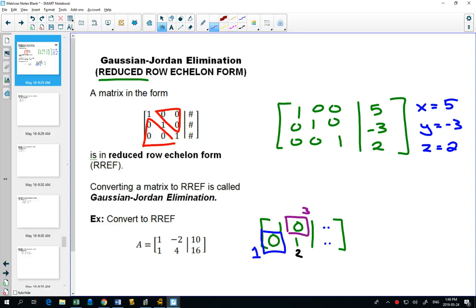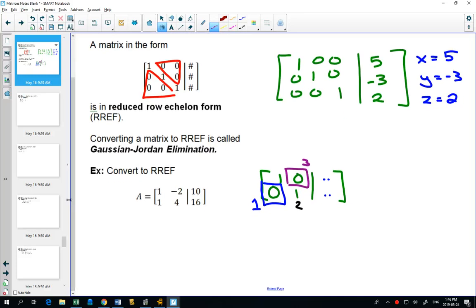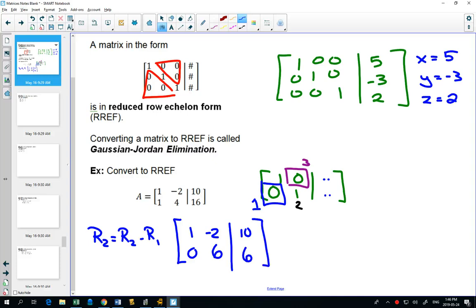So let's look at our situation. I have my matrix A here. I am going to take row 2 and make it equal to row 2 minus row 1. Row 1 stays the same. Row 2 minus row 1, 4 minus a -2, 6. 16 minus 10, 6. I got this 0 first.